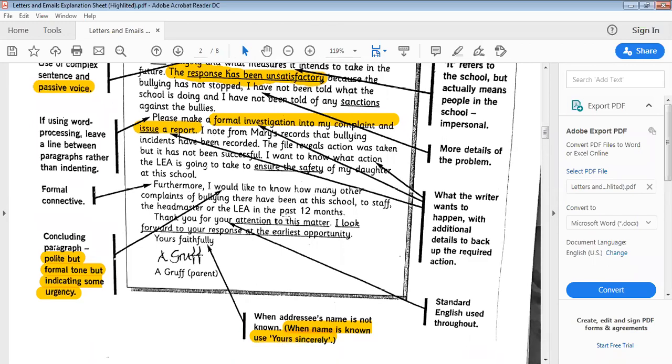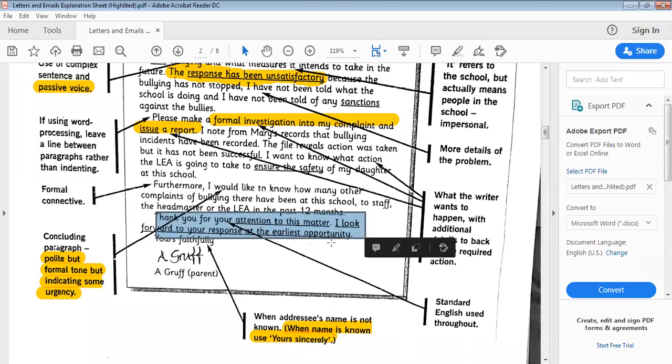At the end, you're going to find examples of connectives. Of course, I can use connectives. Okay? At the end, you're going to find what this person wants specifically. What he wants is, I would like to know how many other complaints of bullying there have been at this school. Okay? He wants an action. He wants the bullying to stop.